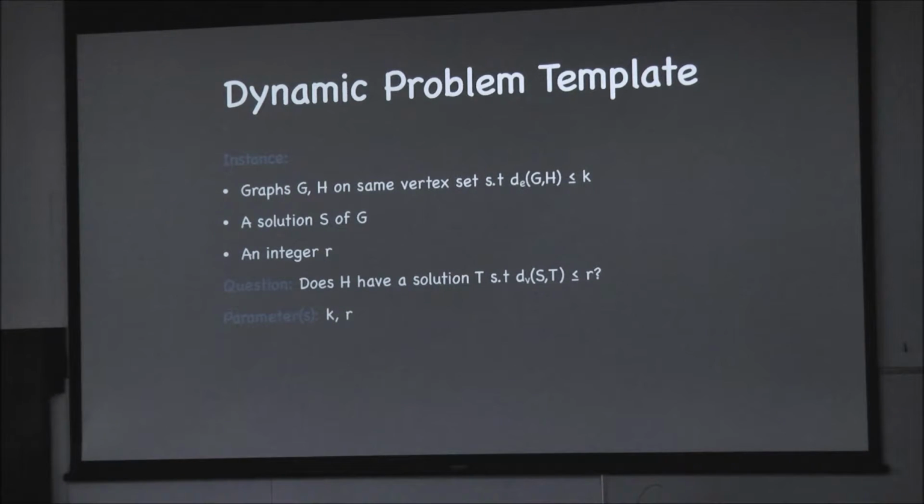So this gives rise to two natural parameters. We usually go for solution size as the parameter, but here the initial solution could have an arbitrary size. We assume we already have that solution. Better, more meaningful parameters could be k and r. In this sense, k is the distance of the two graphs, the symmetric difference of the two graphs. r is the symmetric difference of the solutions.